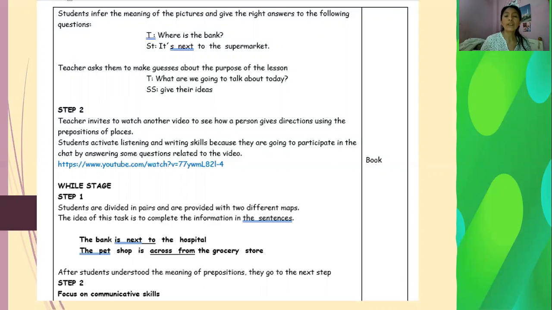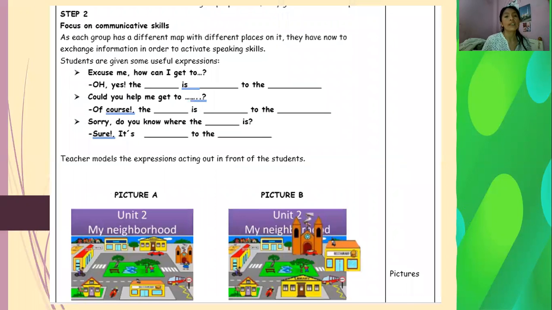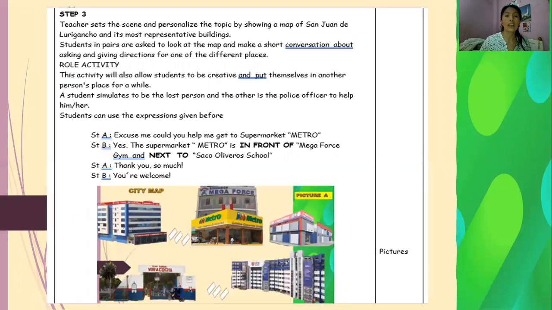After the students have understood the meaning of the prepositions, they go to the next step. Step number 2, focus on communicative skills. Each group has a different map with different places. They now exchange information. Students are given useful expressions, as you have seen before. The teacher models the expressions, acting them out in front of the students. They produce the target language.